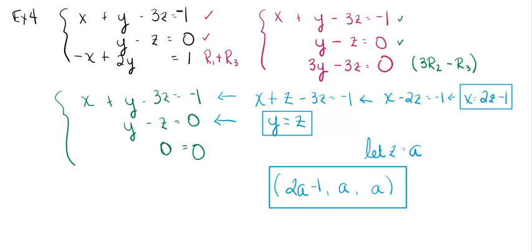And I can test that with any number I want. Let's let z be 0. If z was 0, so over here, let me use another color. I'll use pink.